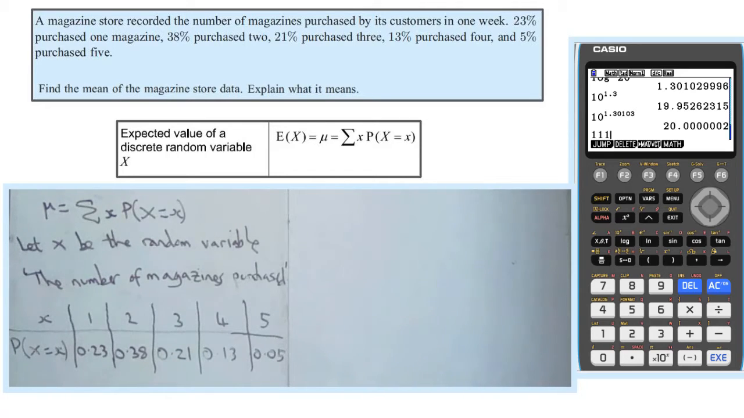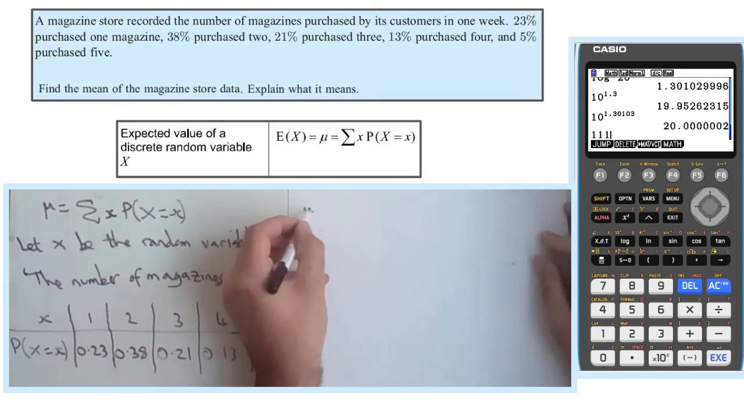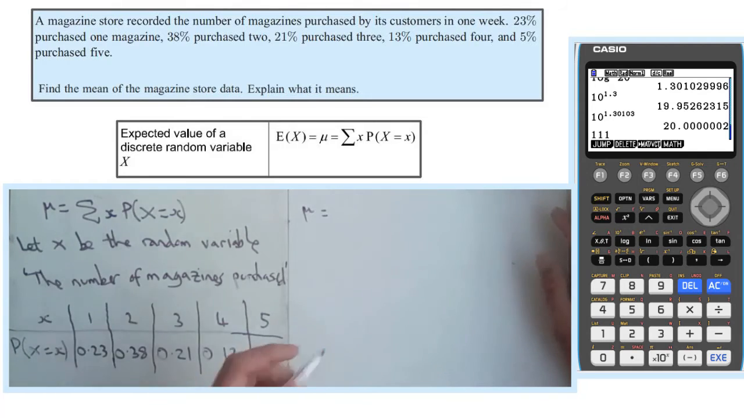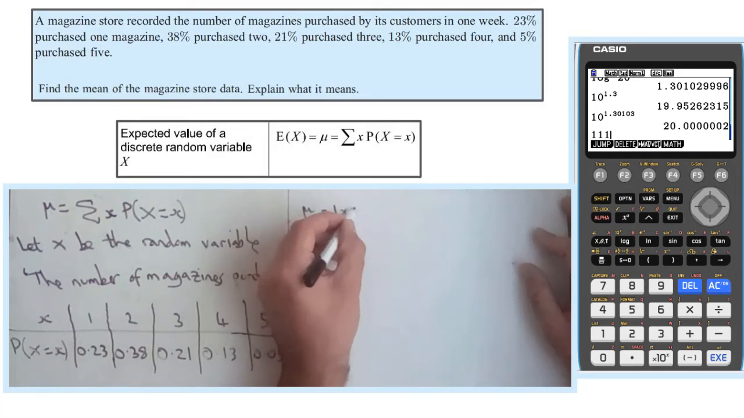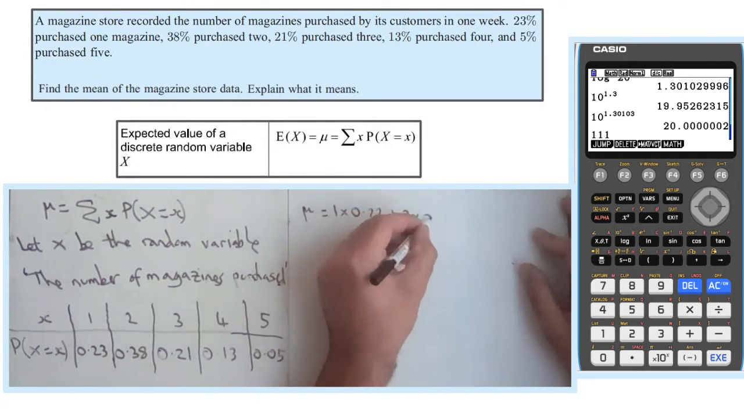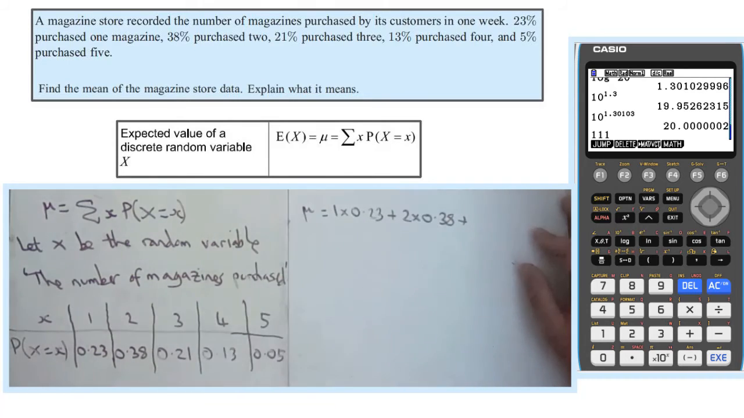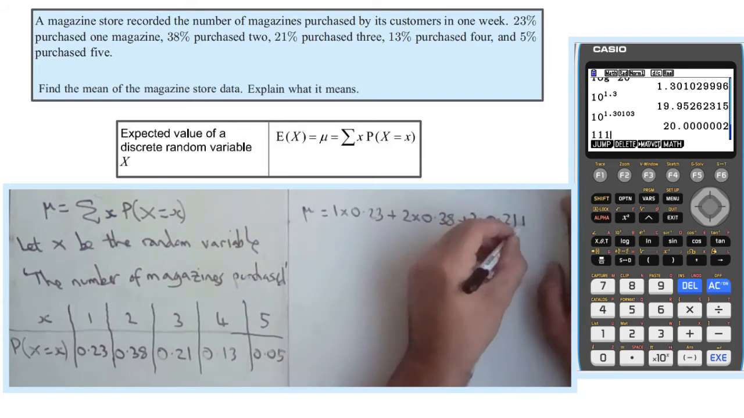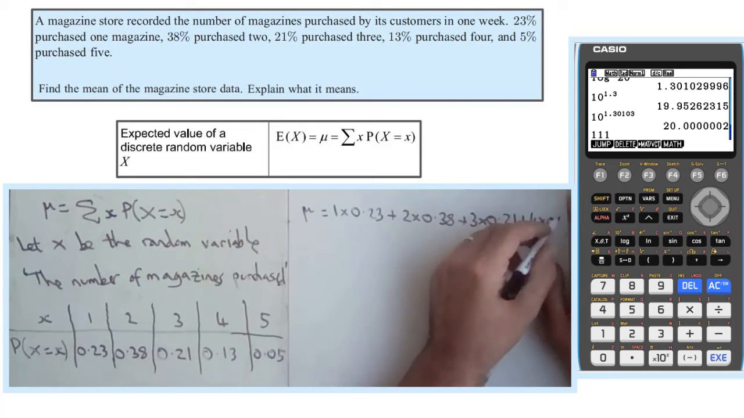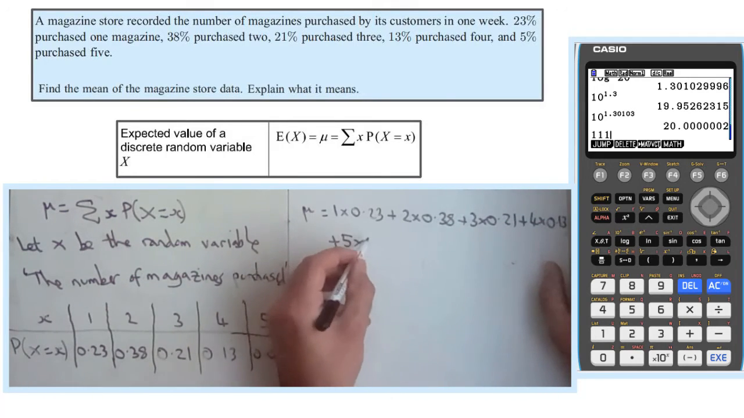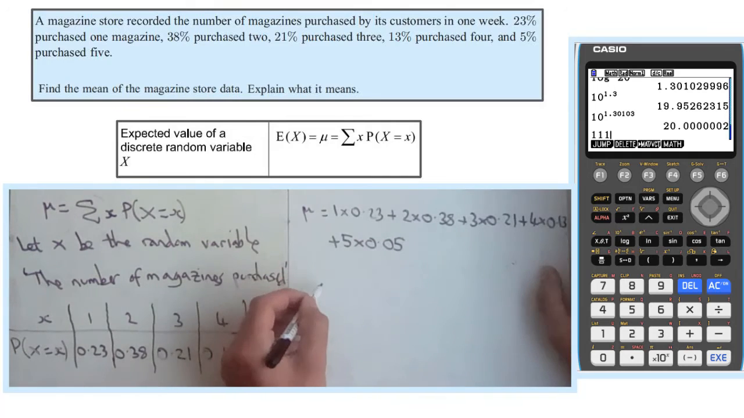Now we know that mu, or the expected value, which is the same as the mean, is the sum of all the x times P(X = x). So it must be 1 times 0.23 plus 2 times 0.38 plus 3 times 0.21 plus 4 times 0.13 plus 5 times 0.05.